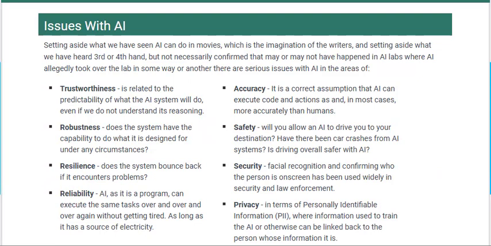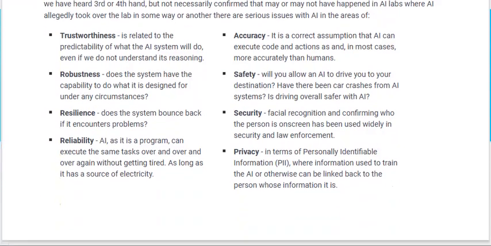Robustness: does the system have the capability to do what it is designed for under any circumstances? Resilience: does the system bounce back if it encounters problems? Reliability: AI, as it is a program, can execute the same tasks over and over and over again without getting tired, as long as it has a source of electricity.